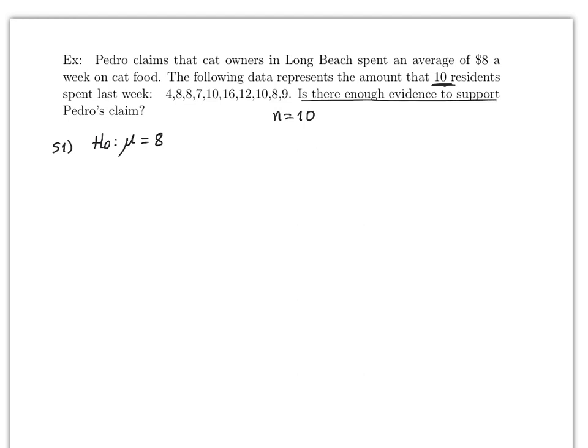Now, the value for n is 10, because you have 10 residents. And you notice here there is no alpha. It's just saying, is there enough evidence to support the claim? Remember that if alpha is not given, alpha by default is 0.05. But we still need x bar, and we still need s. If you use the formulas from section 3.1 and 3.2, you can check that this is equal to 9.2, and you should check that.